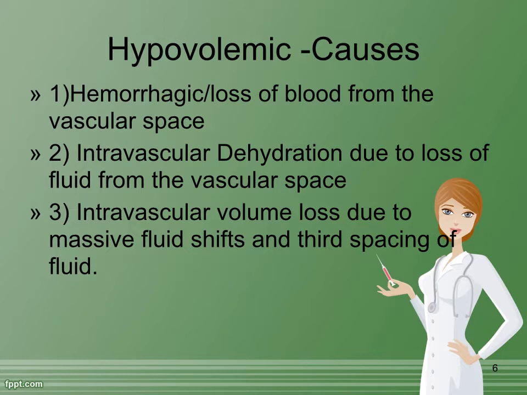The second cause is intravascular dehydration due to loss of fluid from the vascular space. The loss of fluid from the vascular space because of dehydration can happen for many reasons. The common ones can be polyuria, diarrhea, Addisonian crisis, diabetes insipidus, or when there is a procedure of paracentesis or thoracentesis and they are removing the fluid accumulation, then maybe at that time this intravascular dehydration can happen.